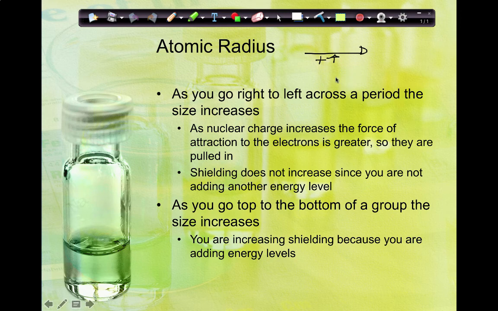As I go from top to bottom, so as I go down the periodic table, your size will also increase. That's because even though you're increasing your number of protons here, you're also increasing shielding, so your electron-electron repulsions increase. And also, as you go out to the outside energy levels, the distance that the valence electrons are from the nucleus will also increase a little bit too.